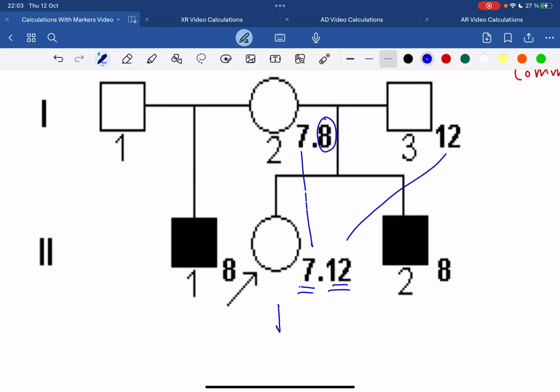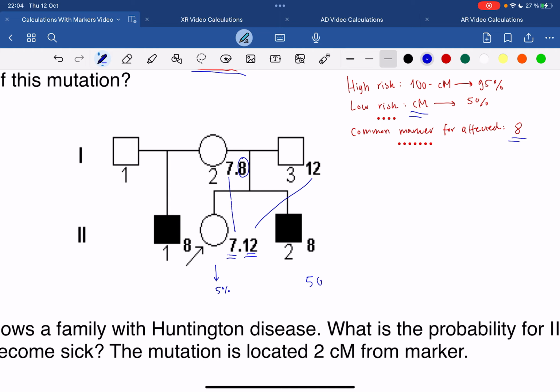So in our case, the low risk we know is just this, the CM, because there's still a risk that this 7 is actually an 8 undercover due to crossing over. So in our case, it would just be 5%. So the answer to this question is simply 5%, or if we want to write it in fractions, 1 in 20.